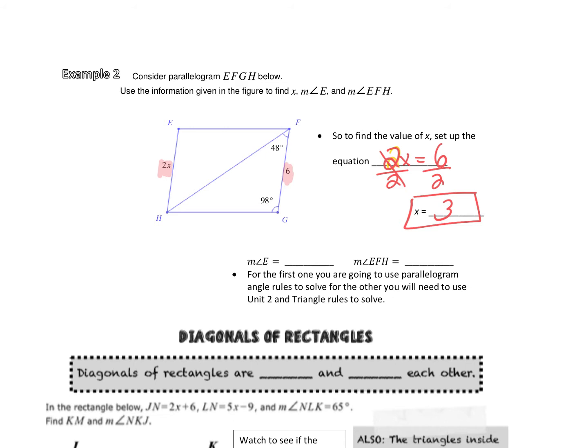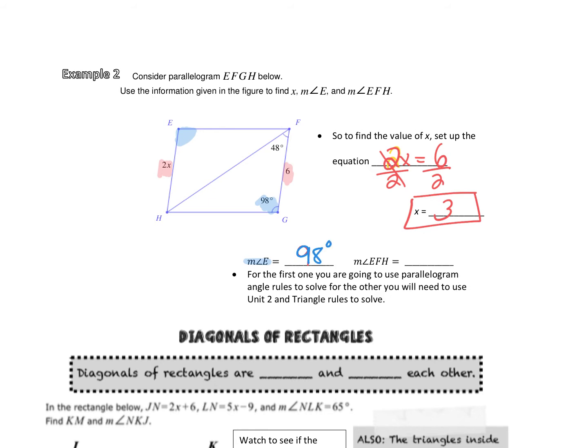Then they want us to find angle E, okay? So angle E is over here. And in a parallelogram, opposite angles are congruent. So if I look opposite to angle E, I've got a 98-degree angle. So that tells me that angle E must be 98 degrees.